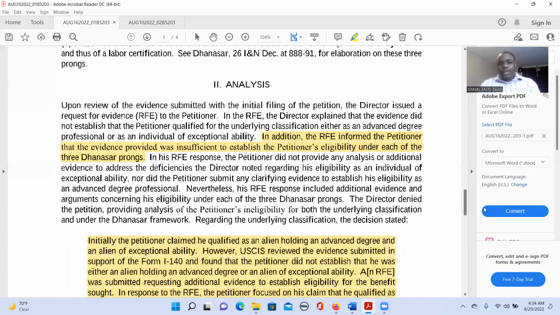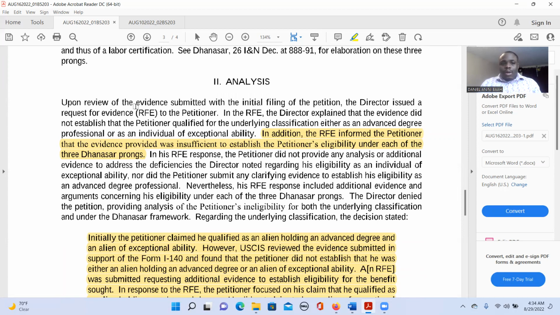Okay, what they found. The AAO found that upon review of the evidence submitted with the initial filing, the director issued a request for evidence. So an RFE was sent. In the RFE, the director explained that the evidence did not establish that the petitioner qualified for an underlying classification, either as an advanced degree professional or exceptional ability. In addition, the RFE informed the petitioner that the evidence provided was insufficient to establish eligibility under each of the three Dhanasar prongs. So the person submitted insufficient evidence for the three prongs.